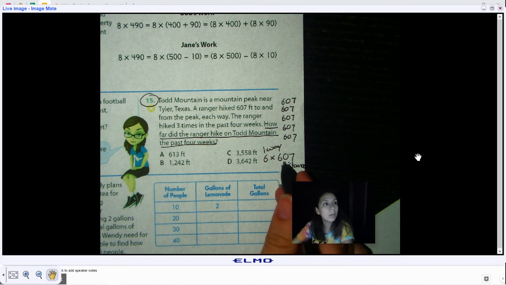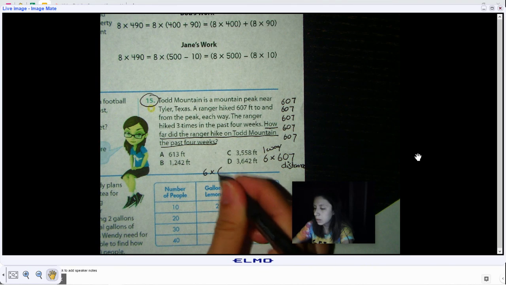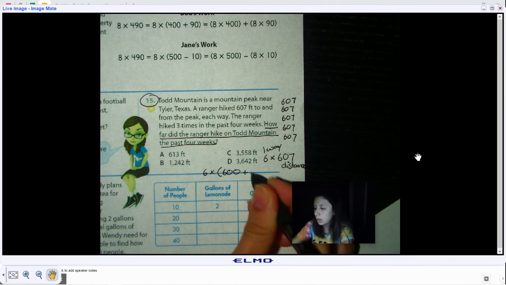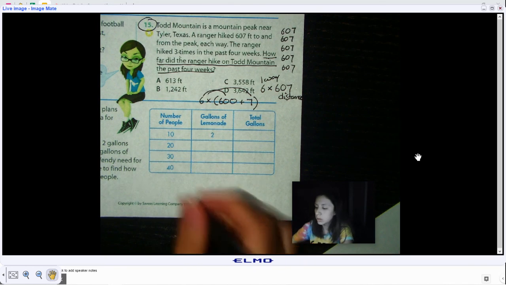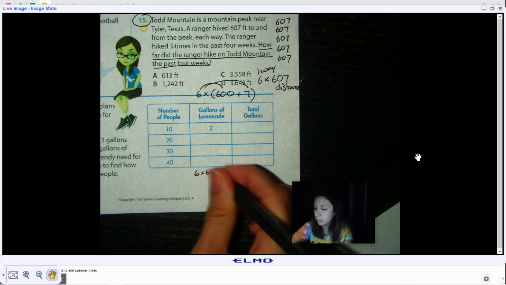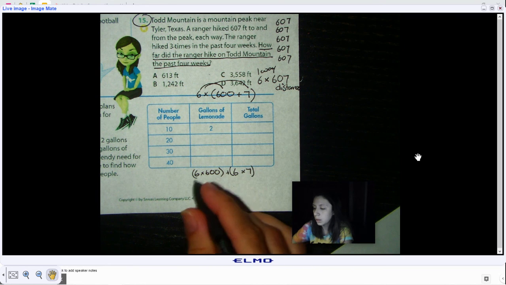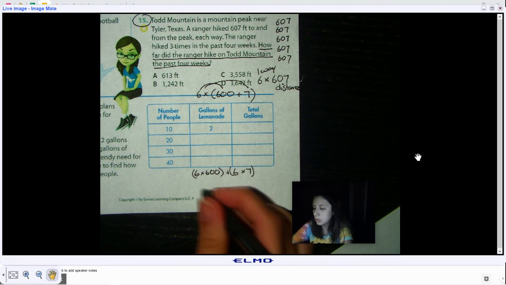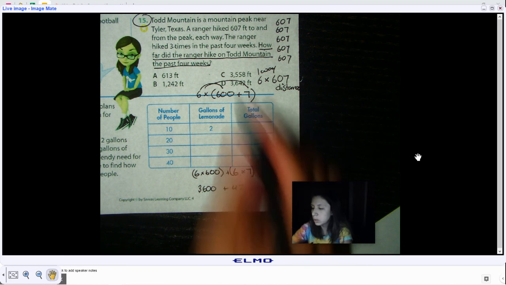Now we're going to do, again, the distributive. We're going to break this down. So I should have 6 times, and I'm going to do 600 plus 7, and I'm going to distribute that. 6 times 600 and 6 times 7. I'm going to work down here since I'm out of space. So now I should have 6 times 600 plus 6 times 7. Okay, 6 times 6 is 36 plus the 2 zeros. Plus 6 times 7 is 42. My answer should be 3,642.